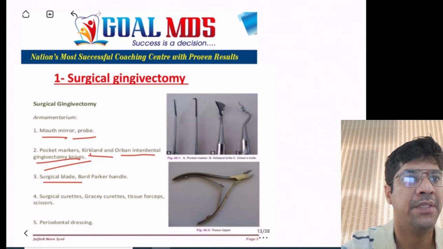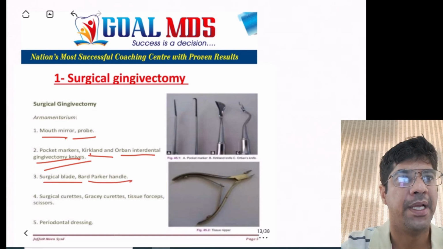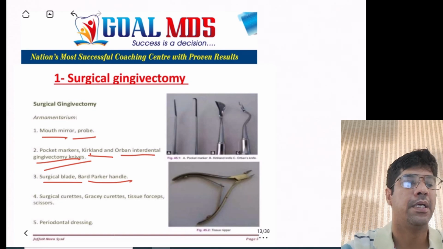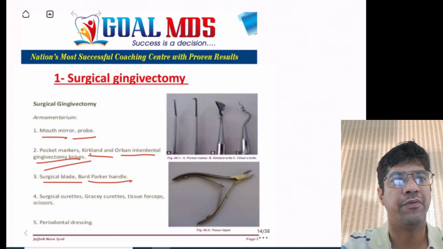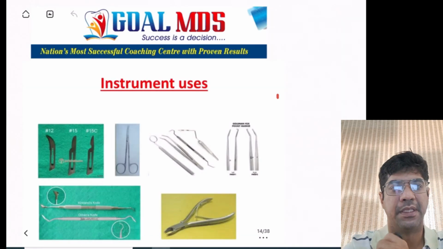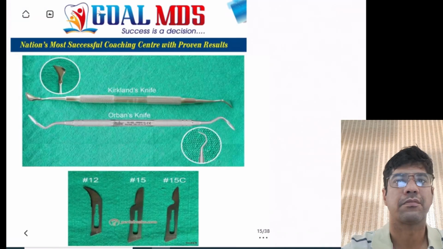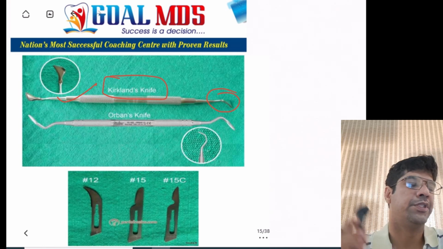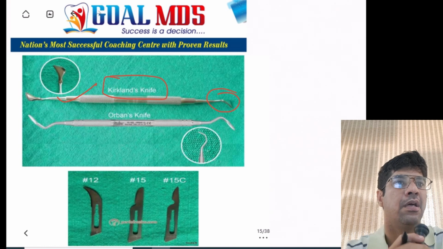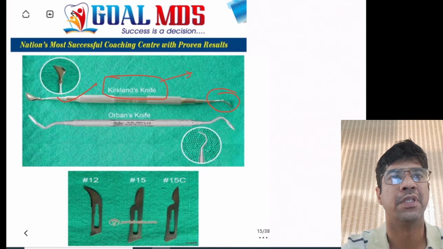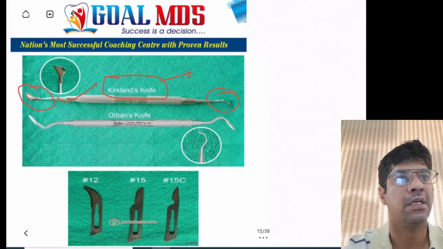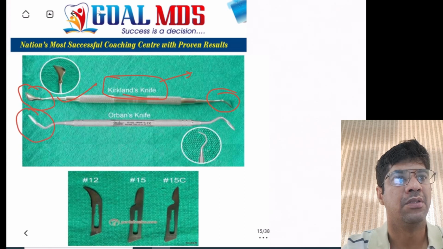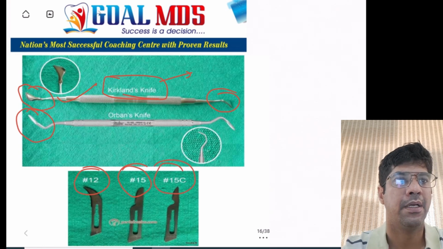Others are the Kirkland and Orban's interdental knives, surgical blades including the Bard-Parker handle, curettes, Gracey curettes, tissue forceps, scissors, and the periodontal dressing. This figure represents the Kirkland knife. If you get an MCQ question in your exam to identify the instruments, these are the instruments used for the gingivectomy procedure. Second, the instrument's name can be asked. This one is the Kirkland knife. This one is the Orban's knife. This is the BP blade of various sizes.